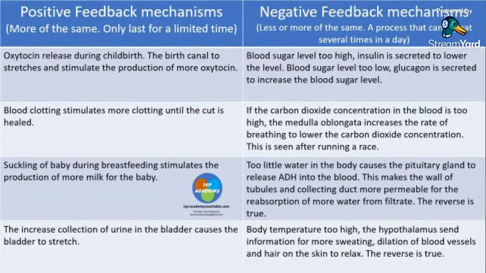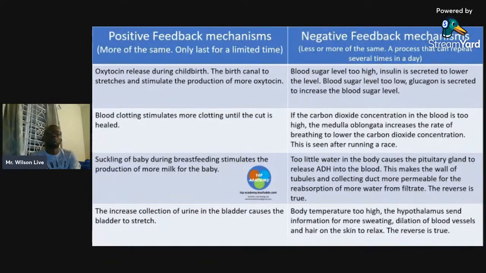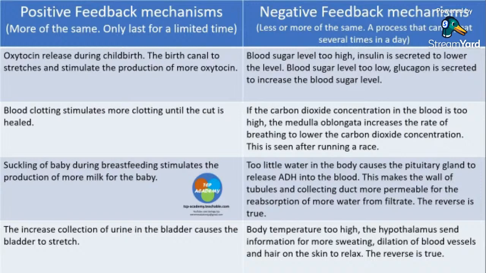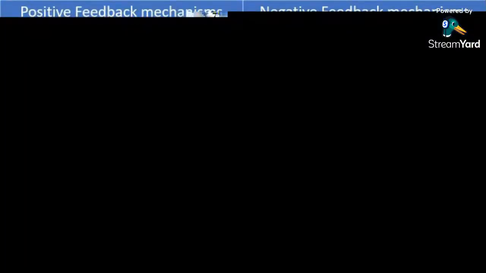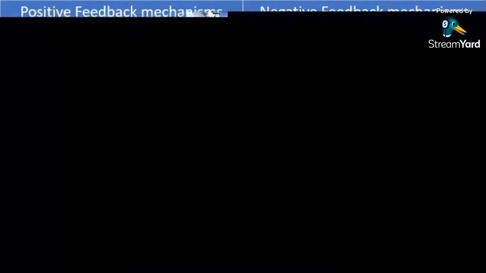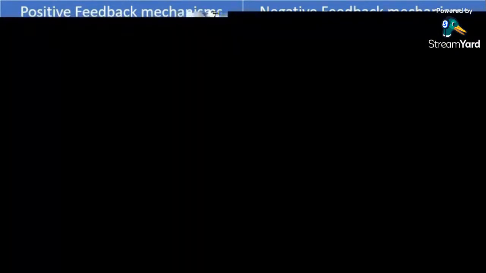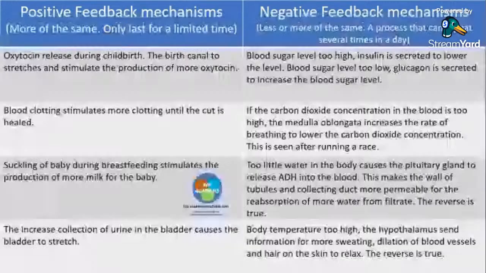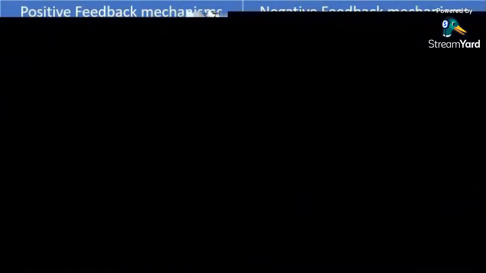Now, another thing we could look at is the water concentration in the body. Too little water in the body causes the pituitary gland to release more ADH into the blood. Now, this makes the wall of the kidney tubules, or what we refer to as a nephron, and collecting duct more permeable for the reabsorption of more water from the filtrate. The reverse is also true. If we don't have enough water, it will behave one way, and if we have too much water, the reverse will actually happen.